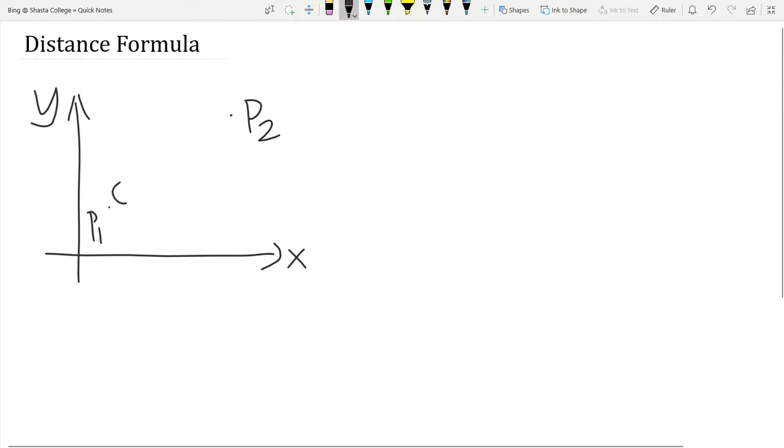Let's call it x1, y1. And the coordinate pair for the second point would be x2, y2.